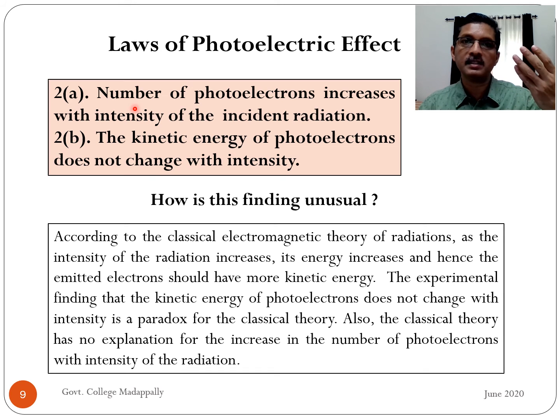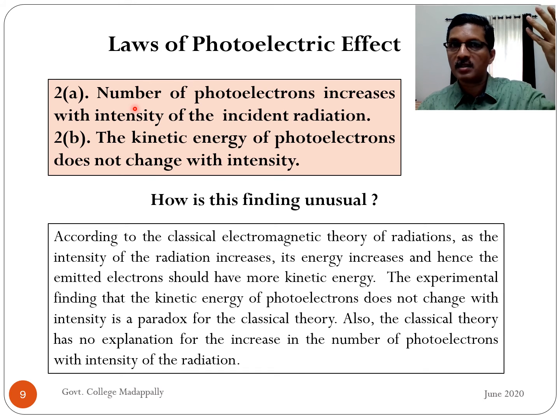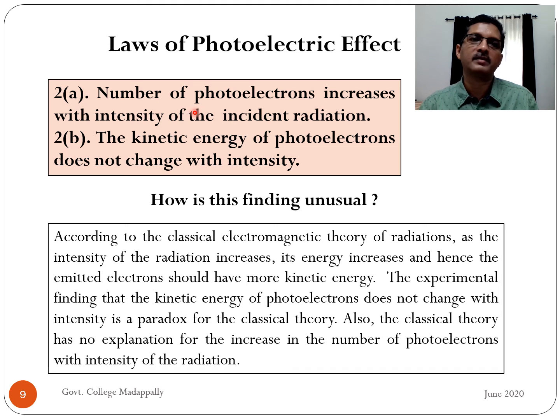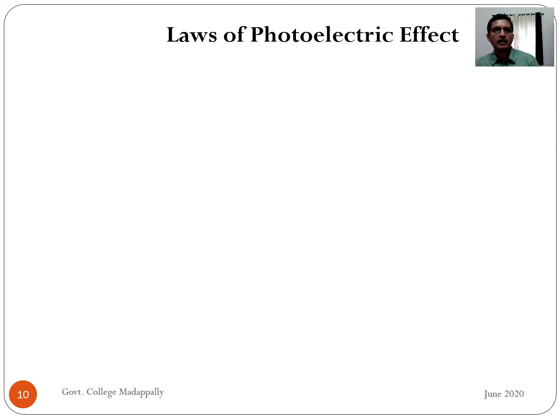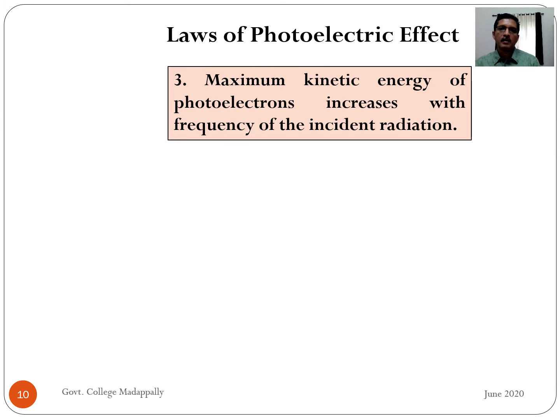As the intensity increases, the photoelectric current, the saturation current, increases. That means the number of photoelectrons increases, and there is no explanation. The classical theory has no connection between the number of photoelectrons and the intensity of the radiation. So in this way, these two experimental observations cannot be explained based on the classical electromagnetic theory of radiations. Consider the third law.